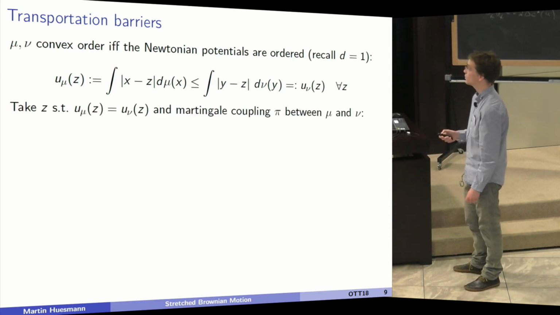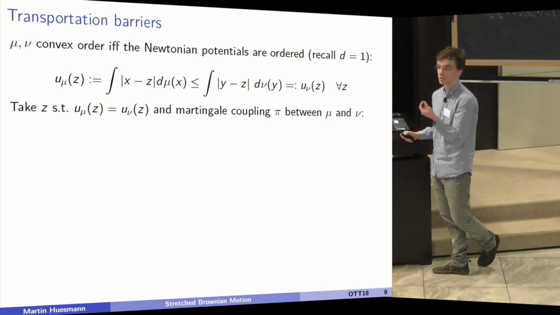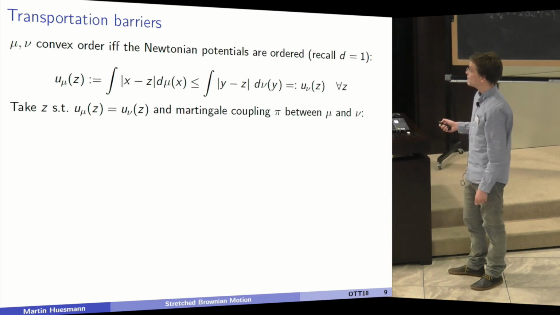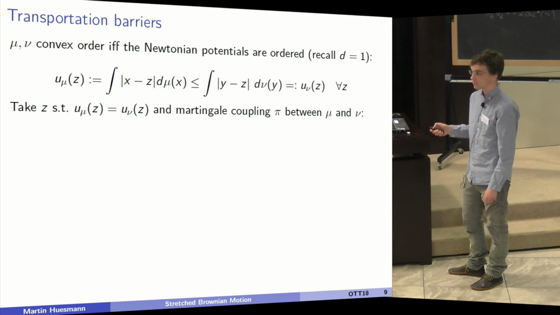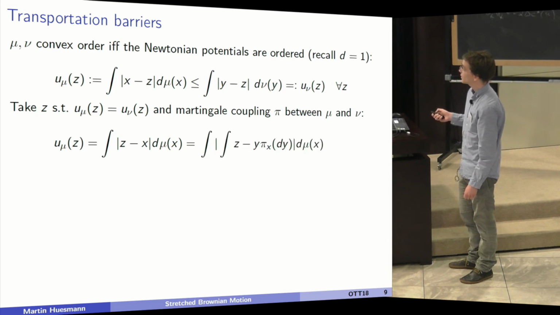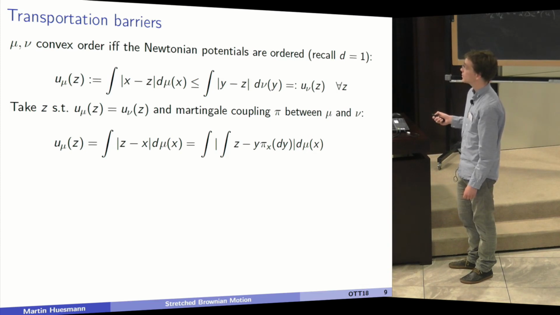Let's take these two potential functions and assume there is a point where these potential functions actually agree. You do not have the inequality, but really an equality between these two functions at this point. Now take any martingale coupling pi, it really doesn't matter which one. You know it exists because they're in convex order. Now you take this potential, and because this is a martingale coupling, you can rewrite x as a mean of the disintegration of pi with respect to the first marginal. So pi_x is a disintegration of pi with respect to mu. Because it's a martingale coupling, the mean of this one is precisely x.